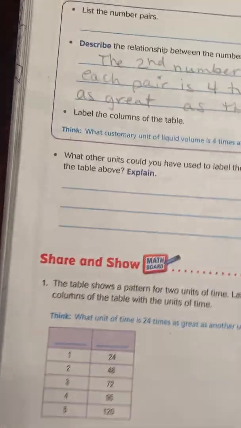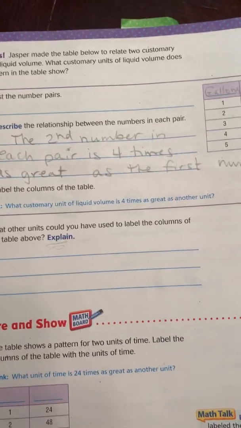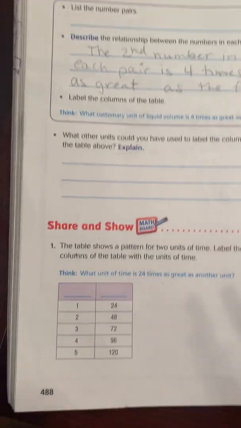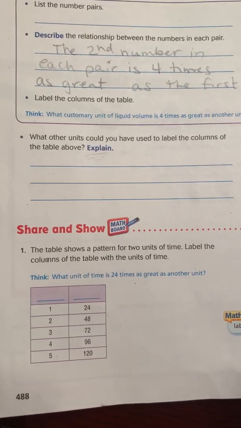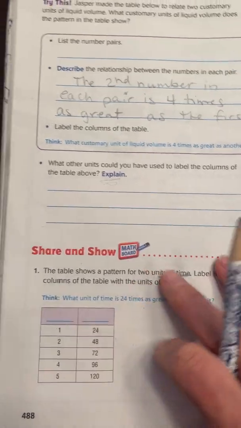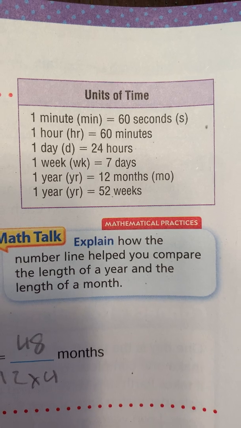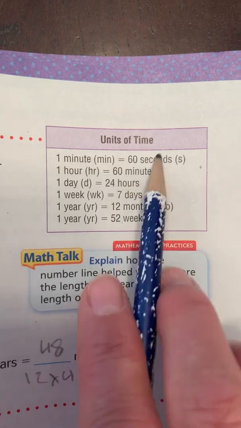Okay, so you can answer this question, what other units could you use? We talked about that too. And then it says explain, but you could just say for every 1 quart, there are 4 cups. And then the show and share here, which one is 24 times as great as another unit? But be careful, it's asking units of time. So you're going to go back to that one that talks about units of time. And you're looking for the one that has a 1 on this side and a 24 on this side to do the answer for that one.